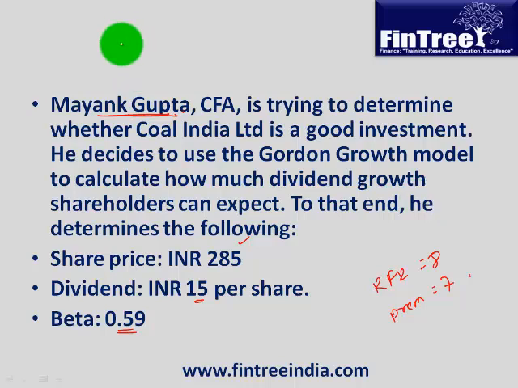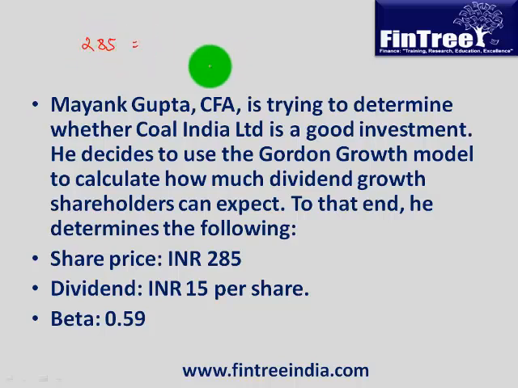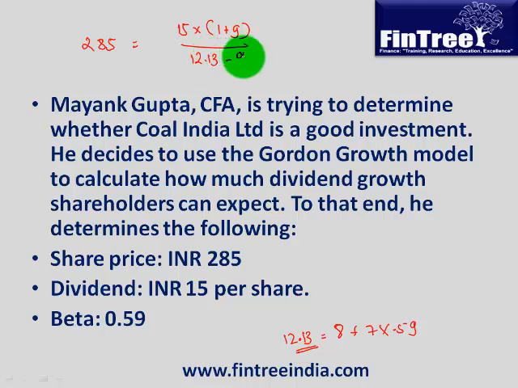See how you can solve this. 285 is equal to, first let's calculate equity risk premium. 8 plus required return, 8 into 0.5, 7 into 0.59, which is how much? 12.13. So 285 is equal to 15 into 1 plus G. Why? Because this is the current dividend which has been given, divided by 12.13 minus G. And then you have to solve for G in this equation.